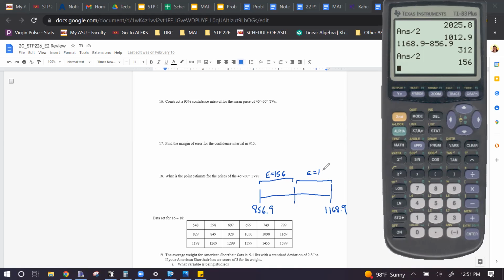I could do a couple different ways to figure out what this middle number is. I could take 1168.9 and subtract 156, or I could take 856.9 and add 156. It should give me the same answer either way. Or I could add the endpoints together and divide by 2, which would give me the average, which would be in the middle. All three of those should give me the same answer of 1012.9, which would be my point estimate, that number in the middle.